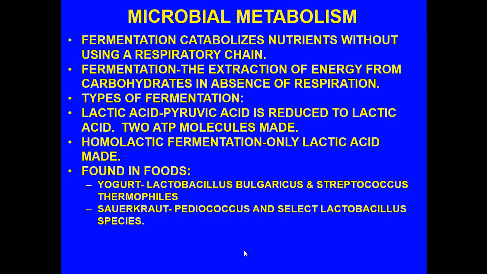First one, lactic acid. This is where pyruvic acid is reduced to lactic acid. 2 ATP molecules are made. Homolactic acid fermentation produces only lactic acid, and that's found in foods. For example, yogurt: Lactobacillus bulgaricus and Streptococcus thermophilus are involved with the formation of yogurt. Sauerkraut: Pediococcus and select Lactobacillus species play a role in this.